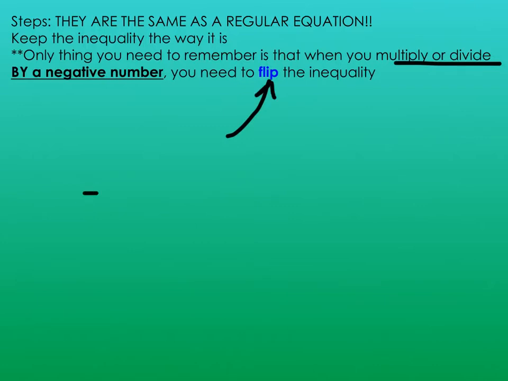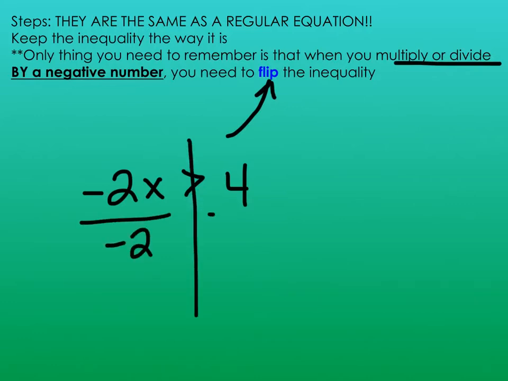So what I mean is negative 2x greater than 4. If I were solving this, I would divide by negative 2 on both sides. I need to make sure that this inequality symbol flips. So I would end up with x, and then I would flip-flop my inequality, negative 2. And that would be the solution.